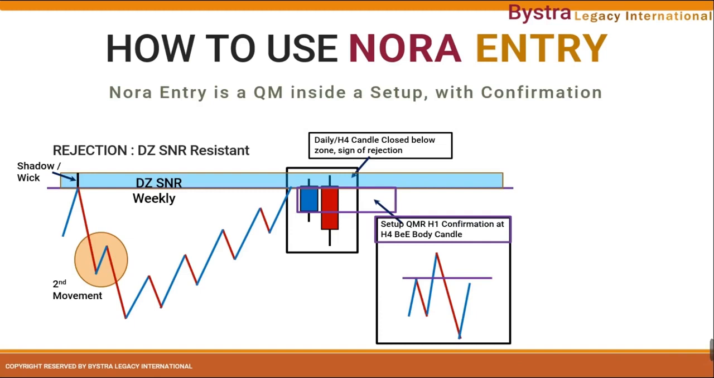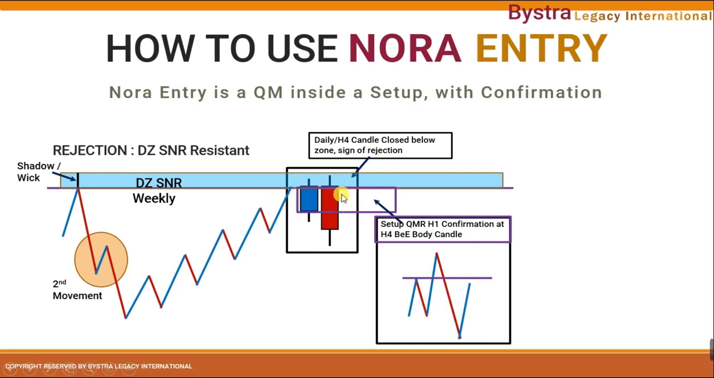So I'm going to show you how Nora Entry looks in the example of this chart. Here we have the rejection on the danger zone, SNR resistance. We have drawn the SNR weekly danger zone, and then the price has closed a bearish engulfing. Let's say this bearish engulfing is at the H4 time frame, and there's a potential setup on the H1. On the H1 there is a high, low, higher high, lower low. At the same time, the confirmation of this setup is at the body of this bearish engulfing at the H4 time frame.